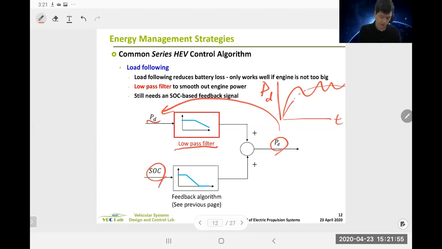And of course, you can handle SOC by adding this extra loop to handle low SOC and high SOC. If SOC is low, you want the engine to produce more power. If SOC is high, then you want to reduce engine power and use some of the battery. Okay, so this loop takes care of charge sustenance.